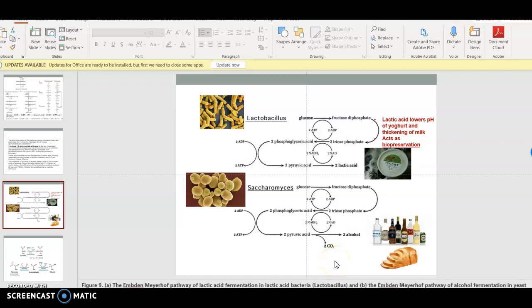One of the main examples is the production of bread. Okay? The bread is fermented by yeast, right, Saccharomyces, and the bread will rise because of the presence of CO2. So the bread that we consume actually contains ethanol, but this ethanol is burned off during the baking process. So we as Muslims can still consume this bread because most of the ethanol is not present anymore in the bread.